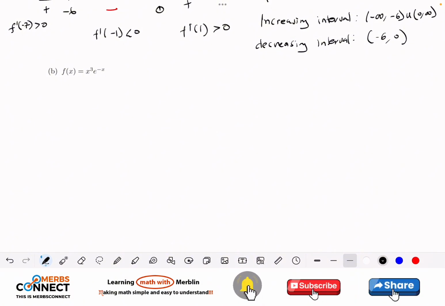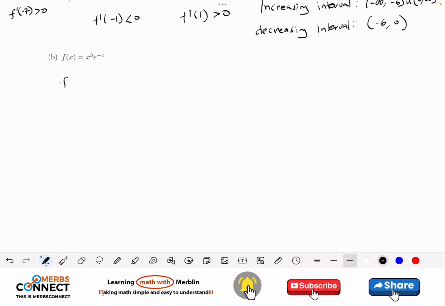You see that the first one was a polynomial function. Let's look at this one. So we need the critical values. The first thing that we need to do is find f prime. Now what is f prime? This is two functions multiplying. So we are going to use the product rule, right?